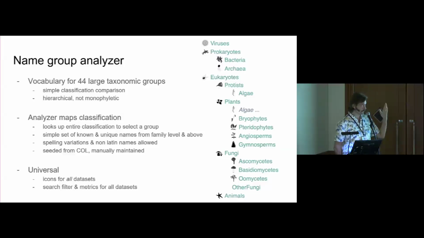A nice thing is also that because it's analyzing the whole list in the classification, even if you miss one or two of those names in the classification, it still might figure out where it is based on the tree. It's also very universal, so it applies for all datasets. You can use it as a search filter in ChecklistBank now. And we can provide even those tiny icons so that people have some idea of what group they're dealing with.